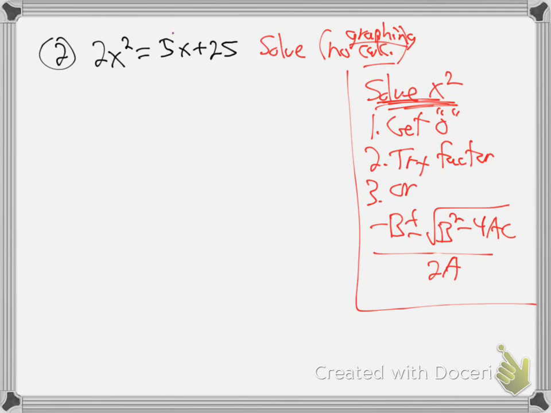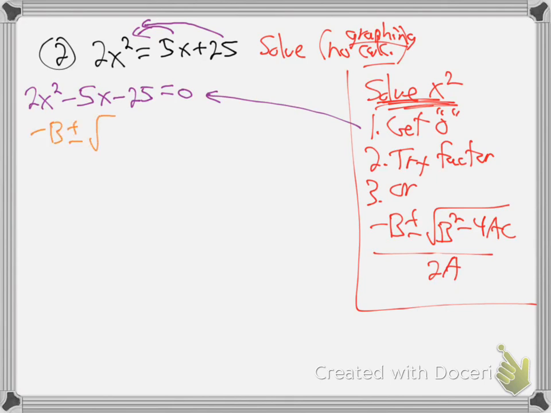All right, so how do we do it? Step 1, get a 0. I've got to jump these guys to the other side, so it becomes 2x squared minus 5x minus 25 is 0. Step 2, you can try to factor. I'm not sure how good of a factorer you are. I'm going to just go ahead and use the quadratic formula this time. The quadratic formula: negative b plus or minus the square root of b squared minus 4ac all over 2a. This is a.